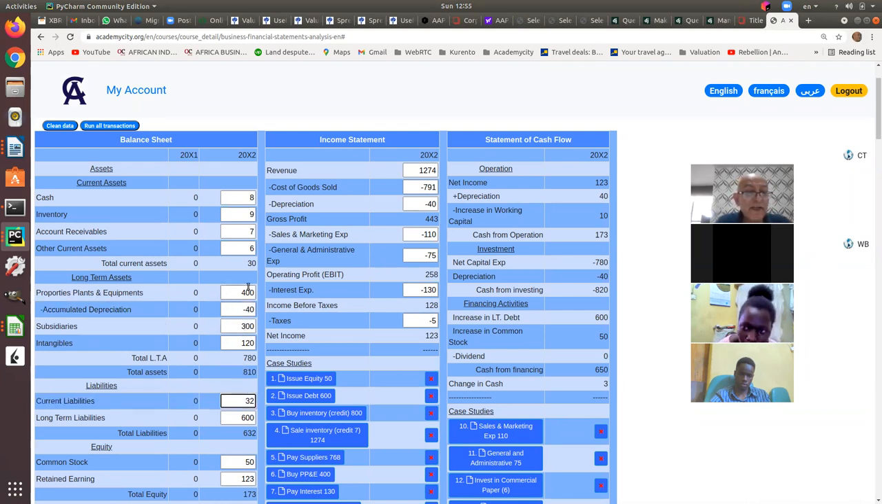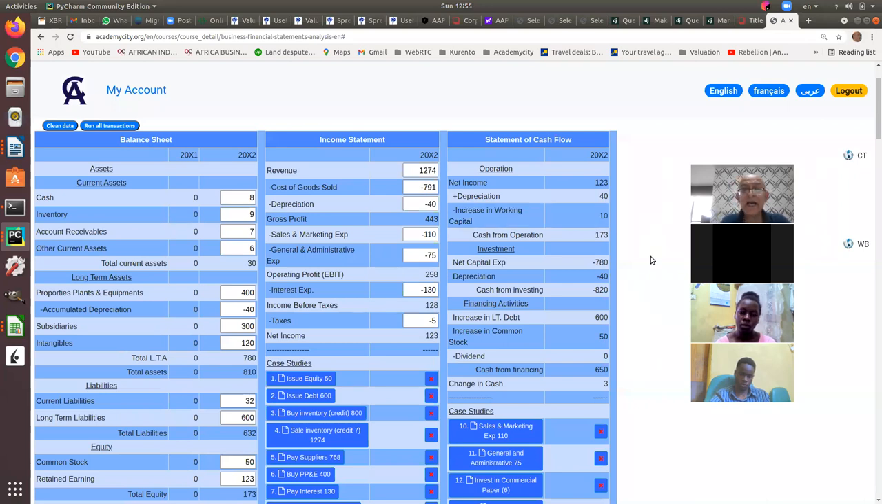What happens when I invest 400? Capital expenditures, negative. What happens if I buy inventory? My current assets will go up. That will be negative. That's really a usage. And I will talk about it more in the next session. I just don't want to put too much in one session.